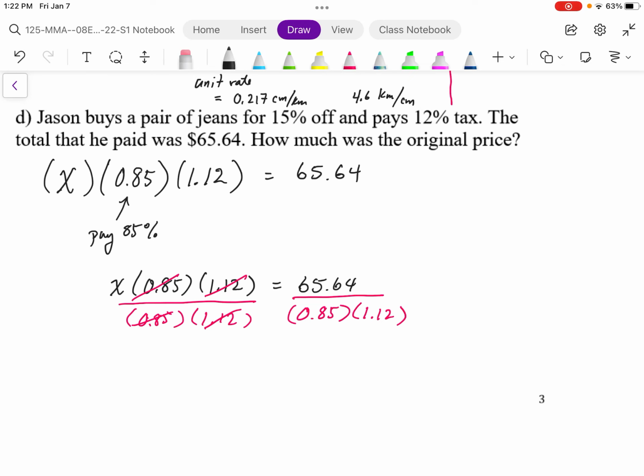And so now on the left-hand side, I've got the starting amount. Okay, that is my original price. I'm just going to highlight that. The original price is X. Okay, and I can just calculate then 65.64 divided by 0.85 divided by 1.12. I'm going to end up with $68.94, so I'm going to round that to 95 cents. The original price was $68.95. Okay, so that represents my original price, so that's my answer.